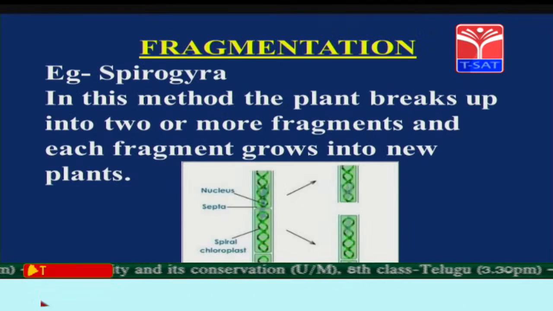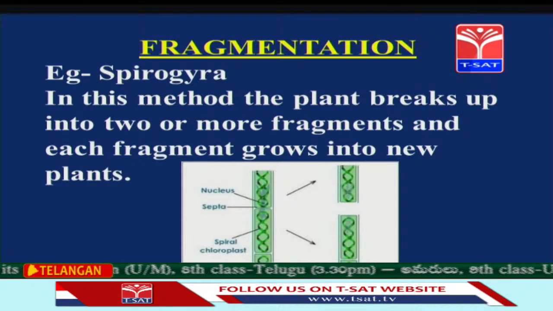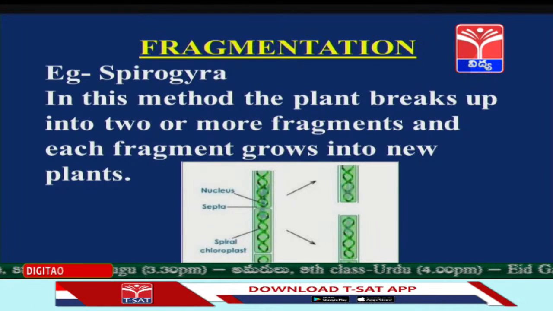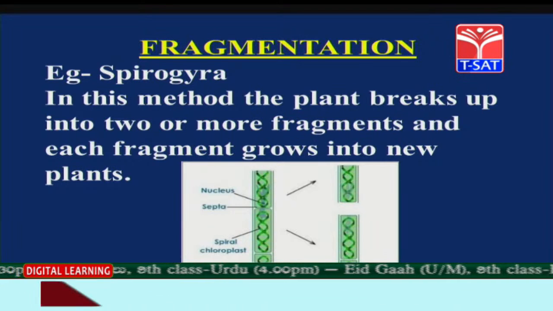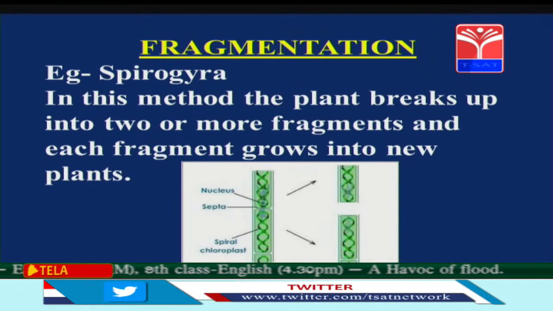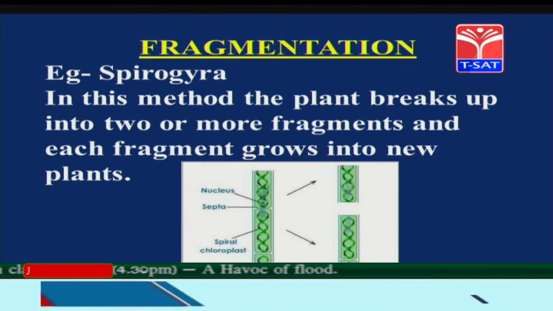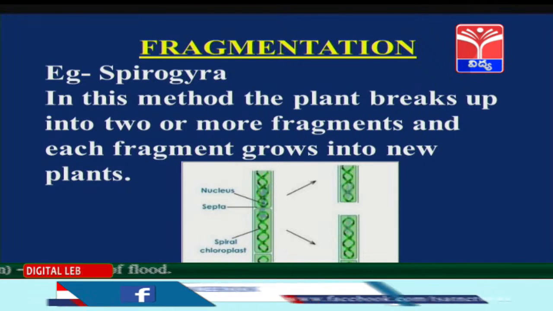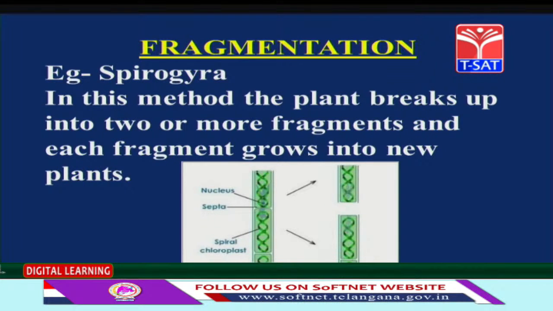Fragmentation. This type of asexual reproduction occurs in algae. The name of the algae is Spirogyra. In this method, a plant breaks into two or more fragments, and each fragment develops into a new plant. So this is called fragmentation.